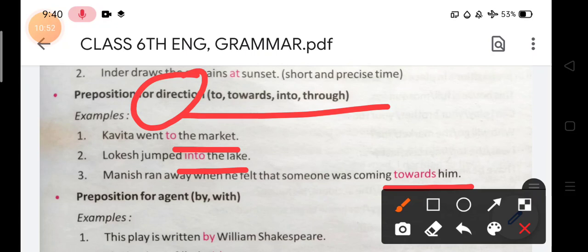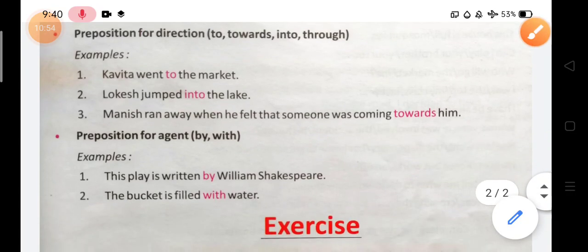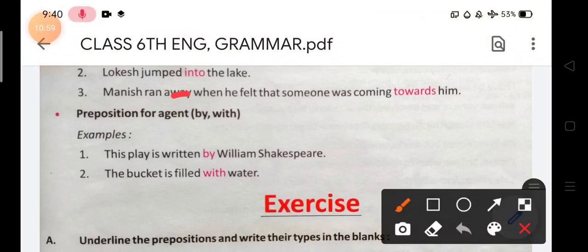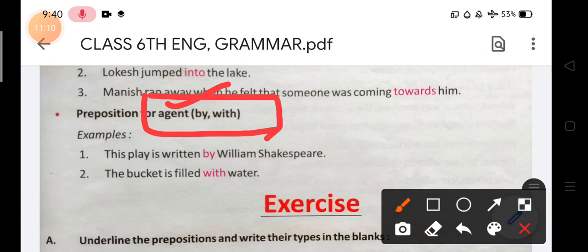Okay, after that, preposition of agent, as you have understood already. I have told you already about the preposition of agent, because it was not taught to you in the previous class. So you can say these prepositions that tell about the agent are by and with. These two prepositions always tell us about the agent. And you can see an example: this play is written by William Shakespeare. So who has written this play? William Shakespeare. In this way he is represented as an agent.